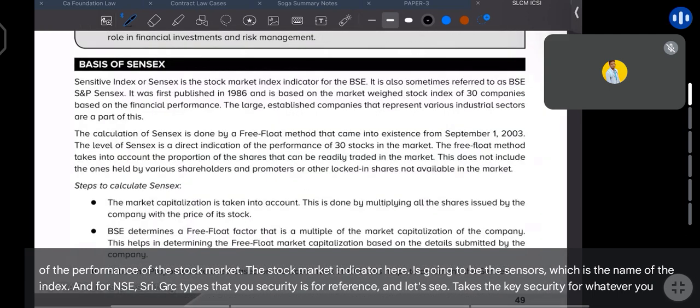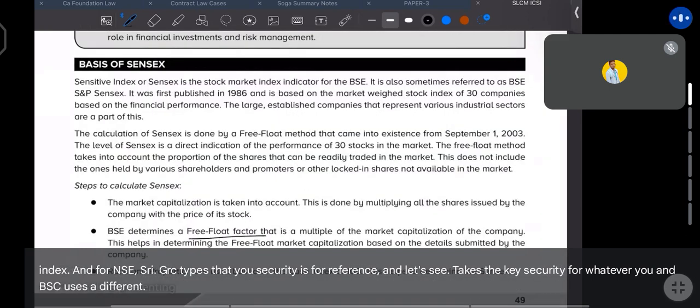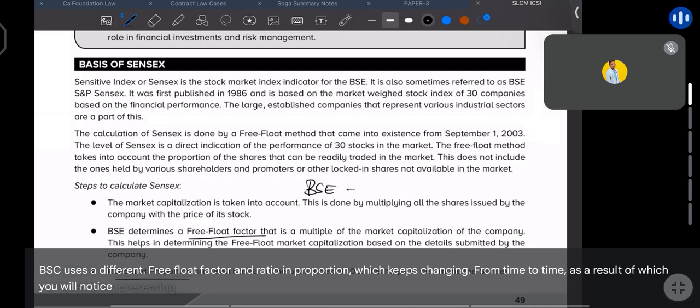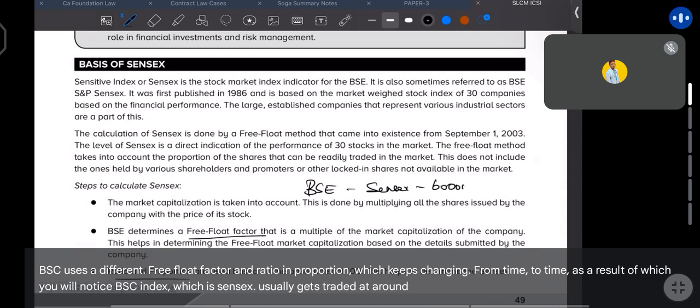And BSE uses a different free float factor and ratio and proportion, which keeps changing from time to time, as a result of which you will notice the BSE index, which is Sensex, usually gets traded at around the 60,000 number these days, and Nifty is one third of that approximately.